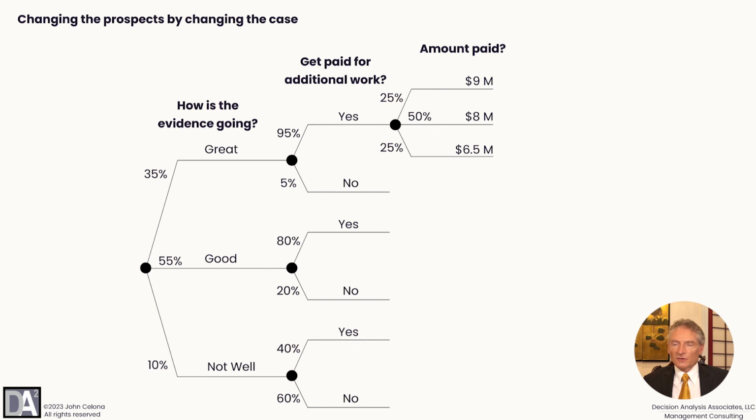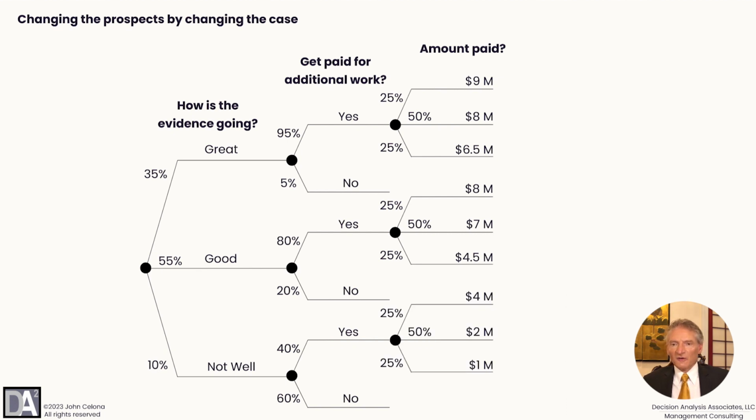If the evidence is only going good, well, maybe we get awarded a little bit less than that because they don't award us on all the claims, and maybe the range is only 8 to about 4.5 million. And on the low end, maybe it's 4 to about 1 million. So you see what we've done here is we have drastically shifted what the odds are by looking at our case and dropping the weaker claims.